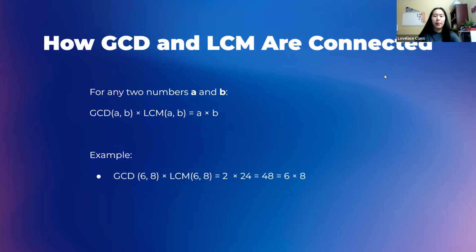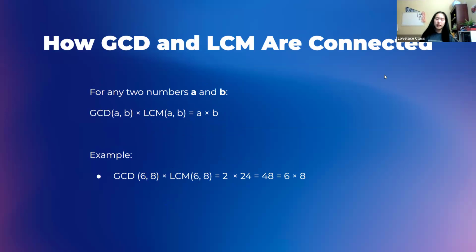Last thing for today is just how GCD and LCM are connected. So again, the top explanation is using variables, and the bottom one is an example. If you don't know variables, totally fine. You're not expected to know variables. So if you have two numbers a and b, the GCD of a and b times the LCM of a and b is just a times b.